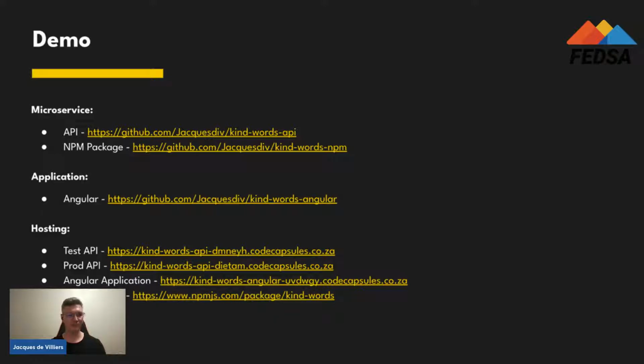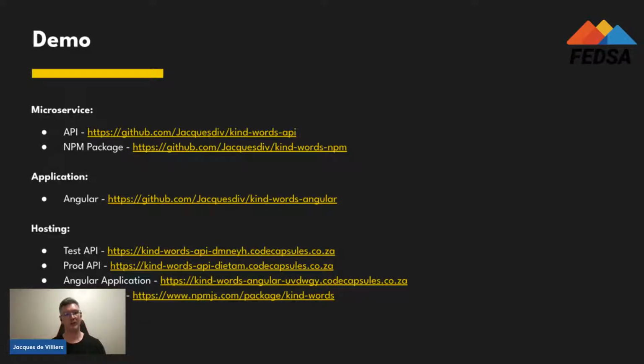So I've put together a mini microservice, and I've called it the Kind Words API. All it does is it allows you to write a little message, and that message will then be stored in a database. In this case, it's a Mongo database, and then you can fetch those messages, and then you can delete a message, you can update a message. So it's got the whole CRUD: create, read, update, and delete in the API.